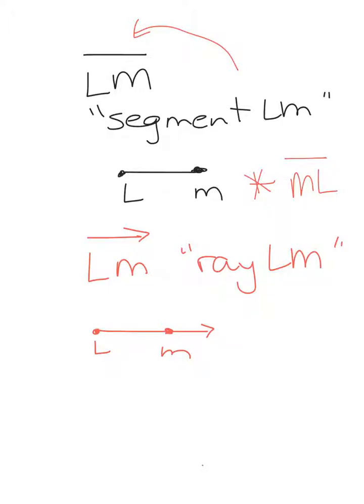And looking at the next example, I'm talking about a ray LM. So with that, ray LM, I'm starting at the endpoint L, and I'm continuing in the direction of M. So it is important which one I write first.